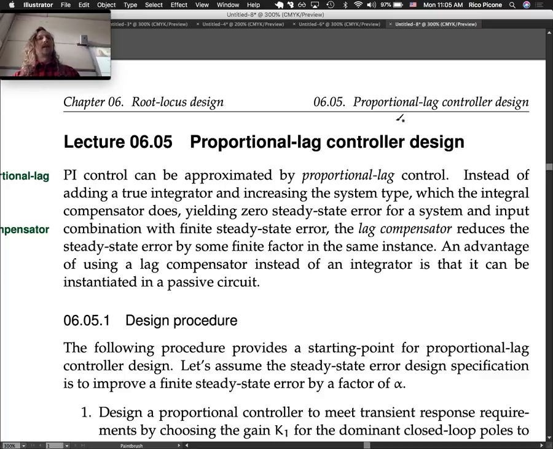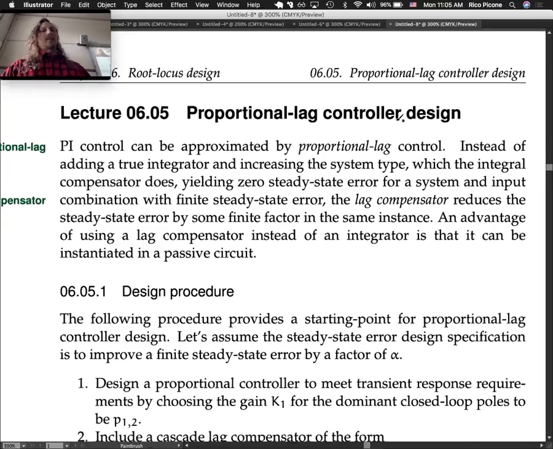An advantage of using a lag compensator instead of an integrator is that it can be instantiated in a passive circuit. You can actually build a lag compensator using just inductors, capacitors and resistors. If you want to do a PI controller, you have to use an op-amp, which is an active circuit element that requires its own power. So it's one advantage; it's a little bit less complex to do a passive controller. But remember that a lot of our controllers nowadays are digital controllers anyway. So the difference between active and passive is not super significant for digital control.